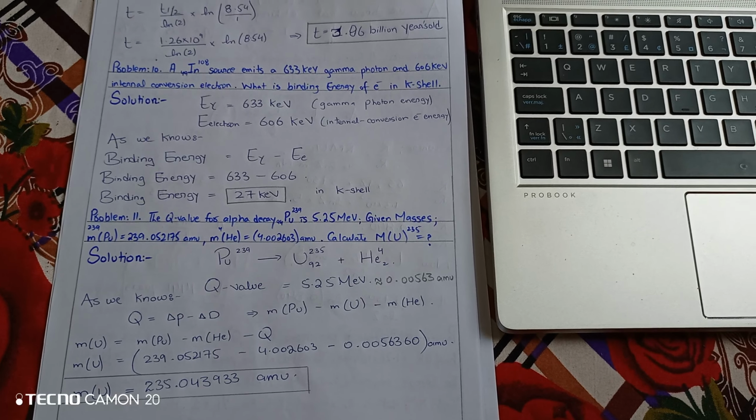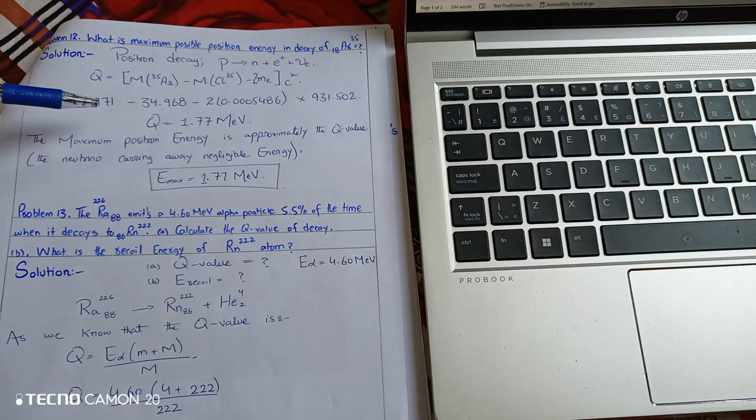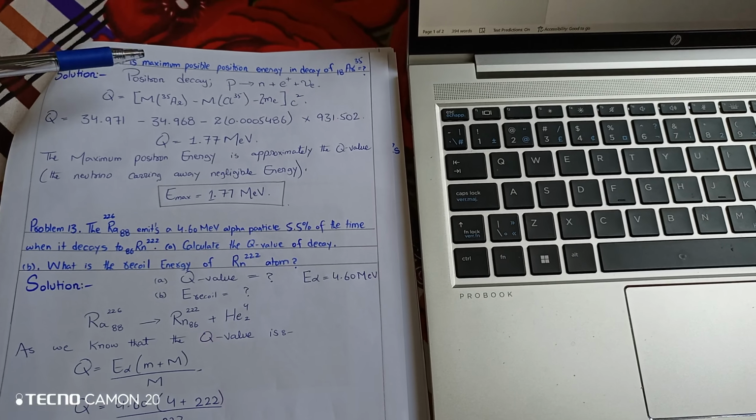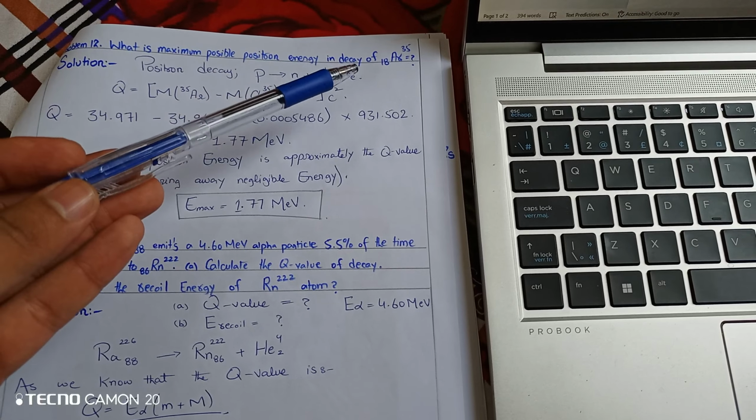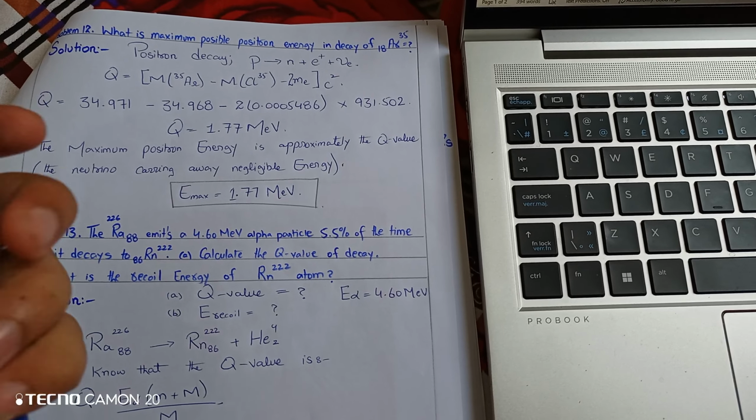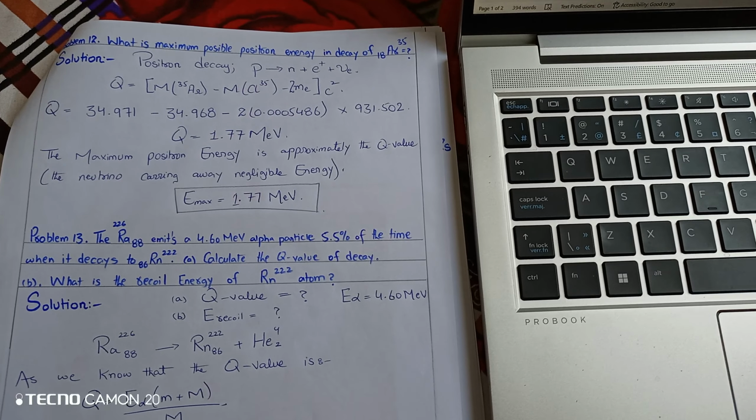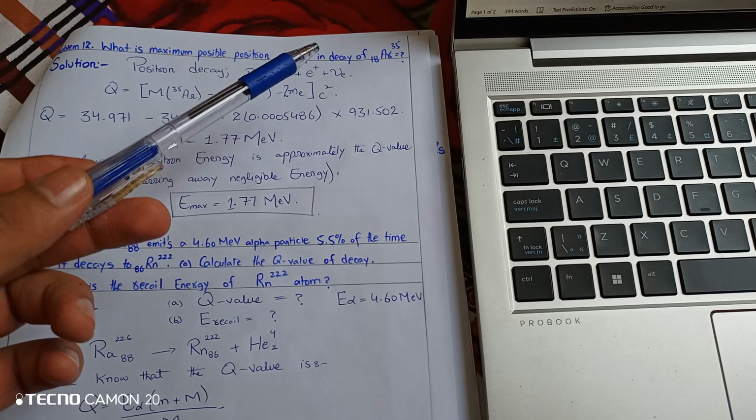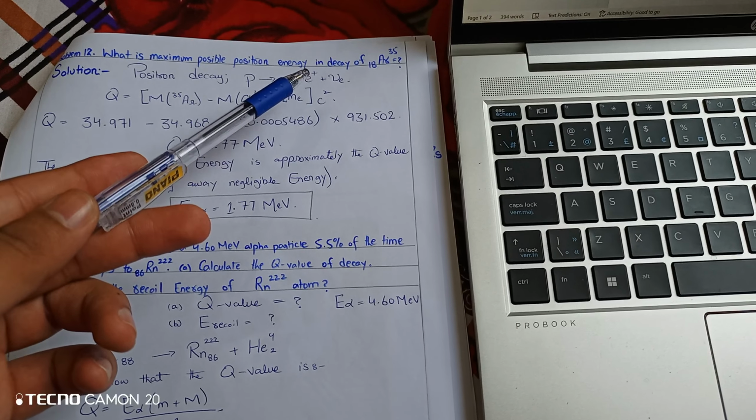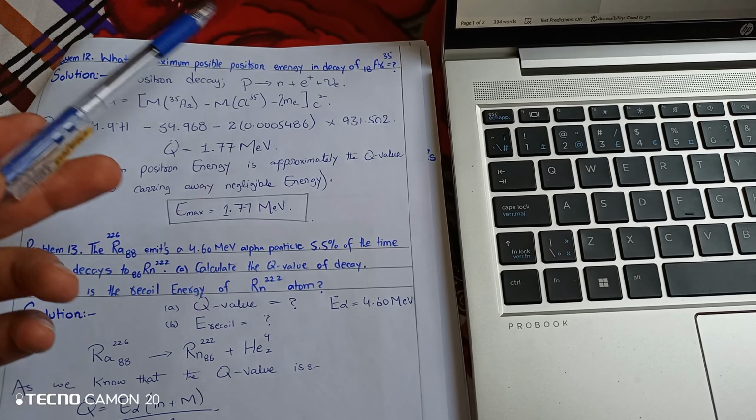Now move on towards our 12th problem. And our 12th problem is, what is the maximum possible positron energy in decay of argon 35? Now you have to calculate the maximum possible positron energy. You know that positron decay is where a proton converts into a neutron plus a positron, e plus, and a neutrino, because this is beta plus decay.